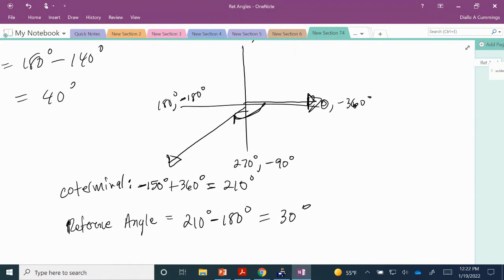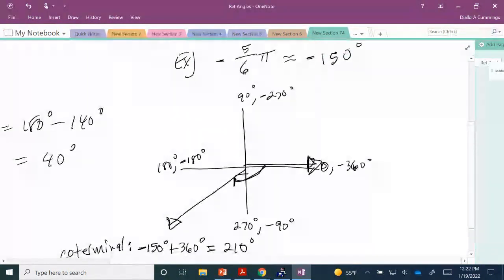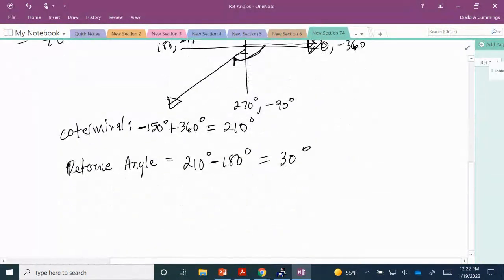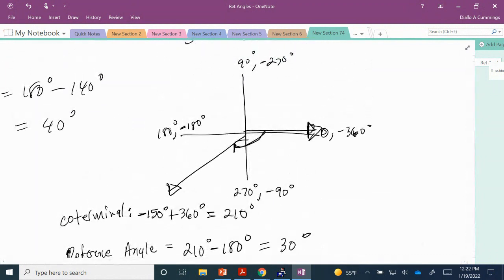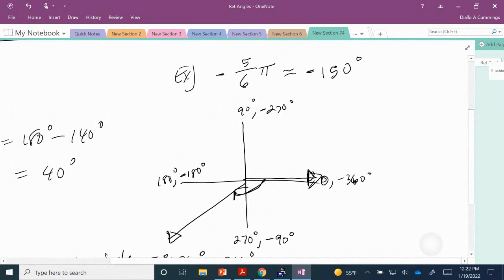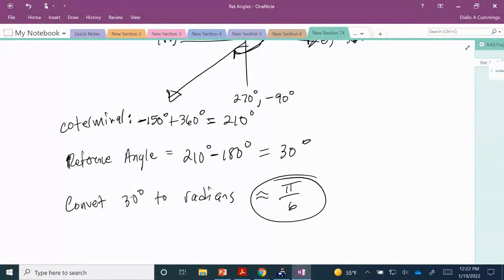Now notice that we were given the angle measure in radian, therefore we have to answer it in radian. So the last thing I'm going to do is convert 30 degrees to radians, and 30 degrees as a radian is pi over 6. Right, so our solution to negative 5 pi over 6, the reference angle to that angle is a pi over 6 angle.